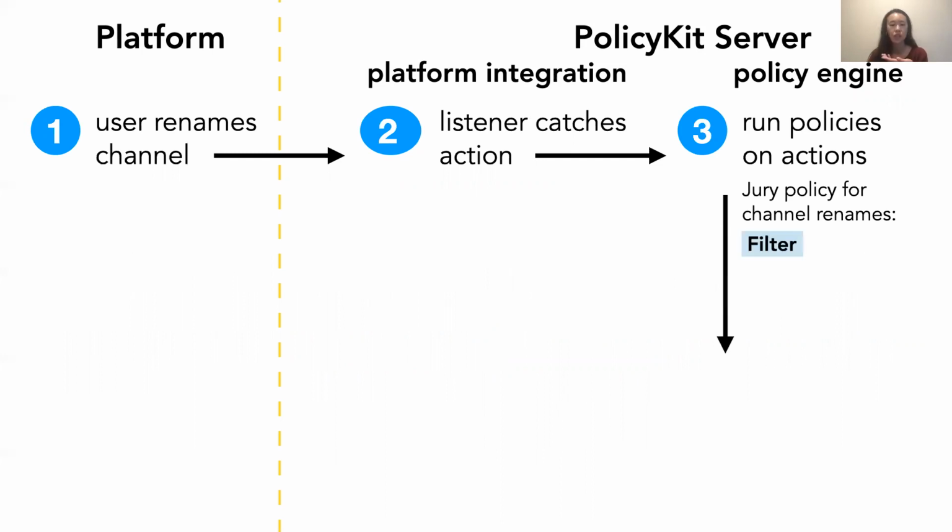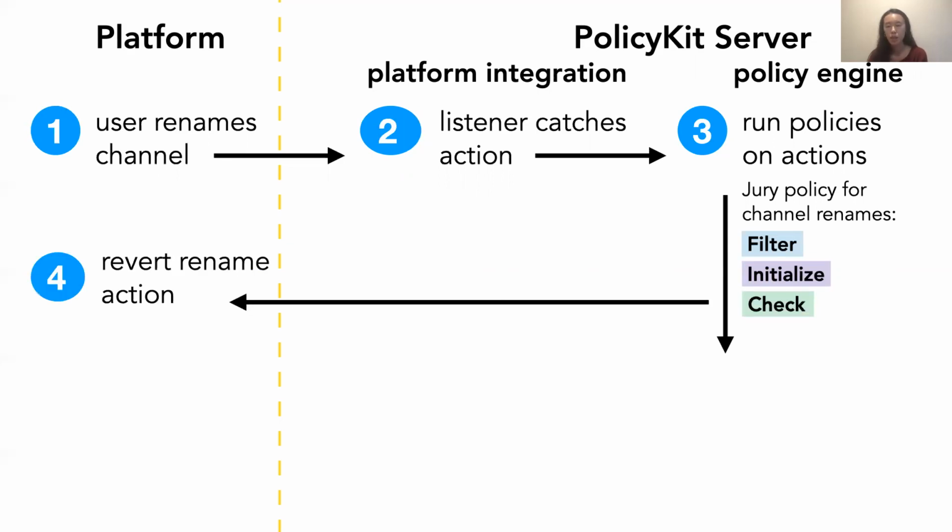From there, the engine runs all relevant policies on the action, including the jury policy for channel renames. We go through each function step by step, starting with filter, then we initialize the jury. Next, we run check, which at this point doesn't pass or fail since there aren't any votes yet and the time limit hasn't been reached. At this point, PolicyKit goes and actually reverts the rename action on the platform, since we haven't determined yet whether or not it can actually happen.